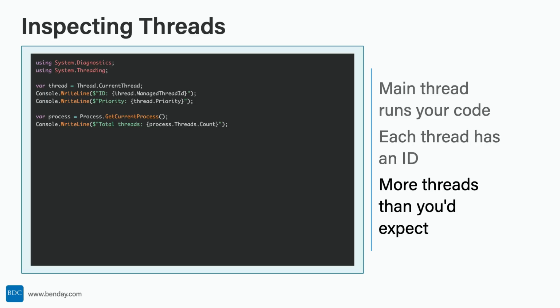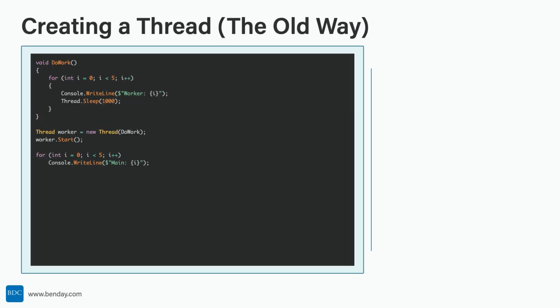Run this code and you'll probably see 5 to 10 threads, even in a simple app. That's the runtime doing its thing. Garbage collection, JIT compilation, finalizers, all running in the background. Now let me show you the old school way to create your own thread. You probably shouldn't do this in modern code, but you need to understand it first.